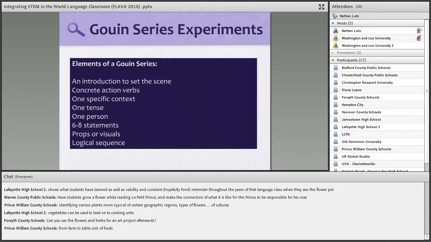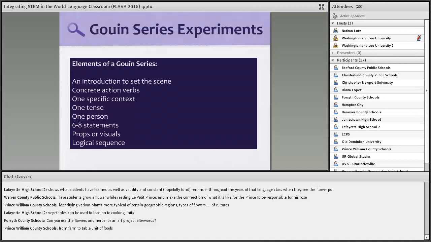So the next thing that I want to talk about is doing a Gouin series experiment. These were popularized by François Gouin, who is a French education guru who developed a method for language learning.